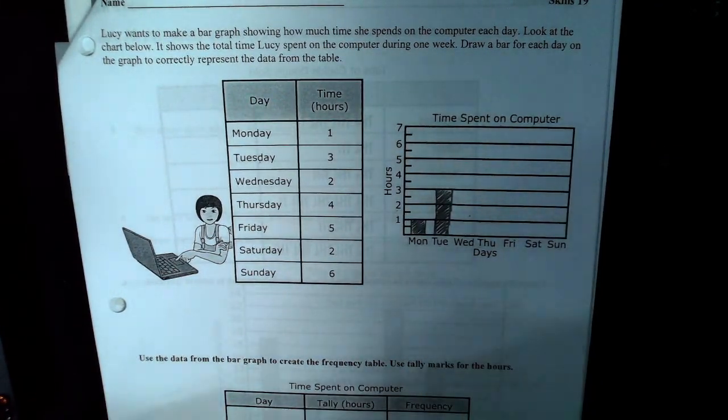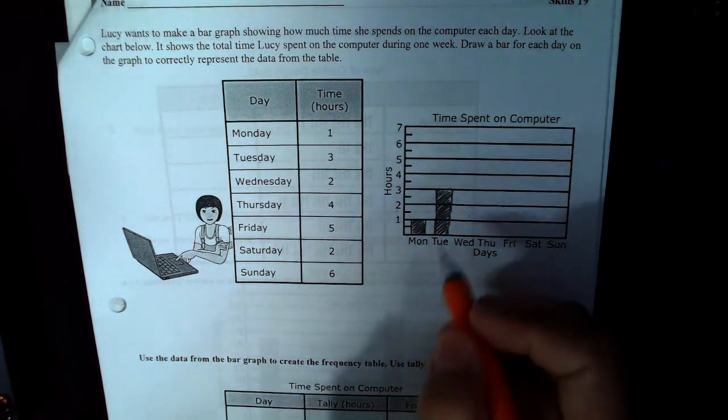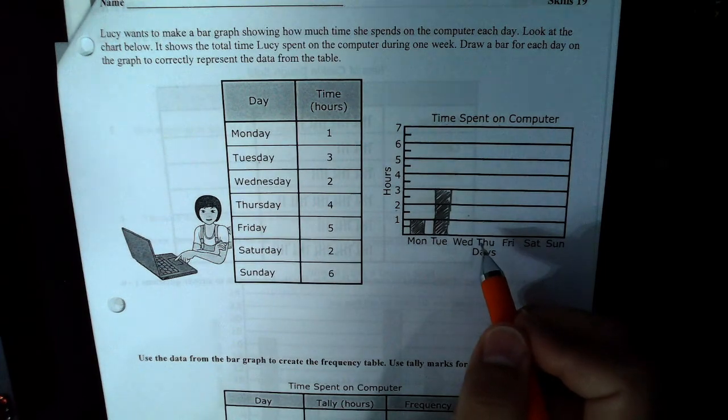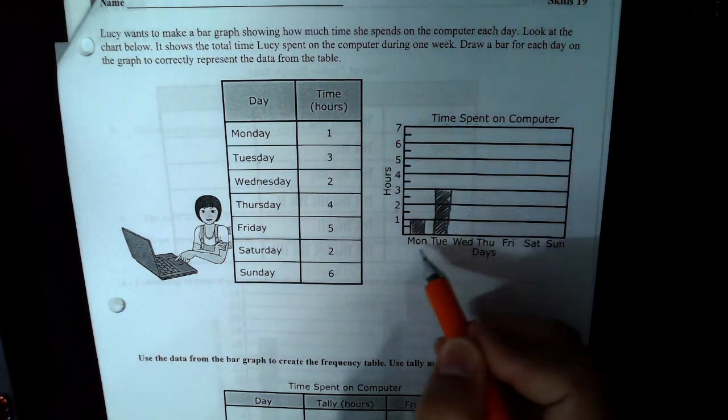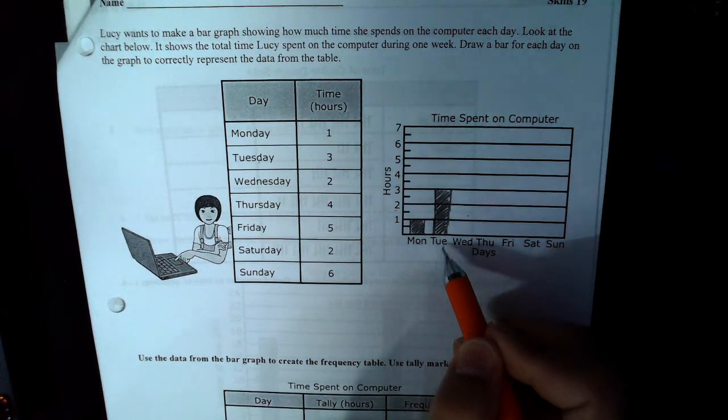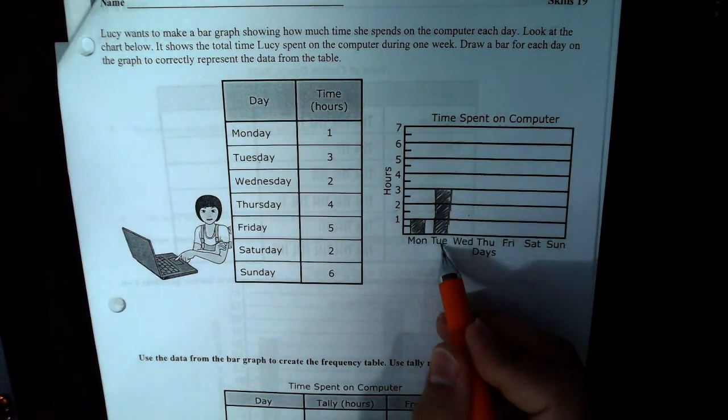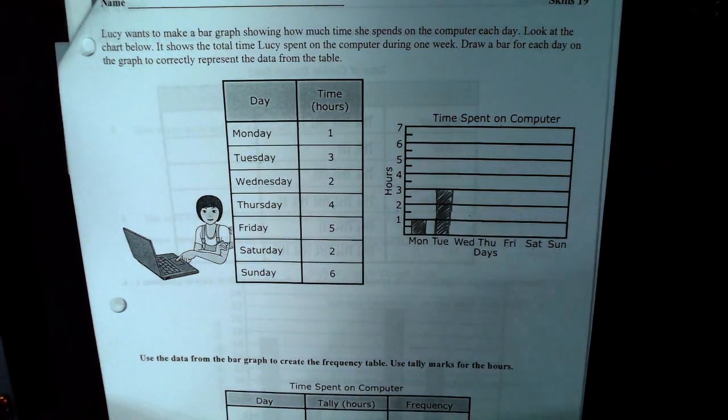And you can kind of start to see why people like bar graphs. Because if I look at this, I can very quickly see the difference in the amount of time she spends on the computer Tuesdays versus the time she spends on the computer on Mondays.